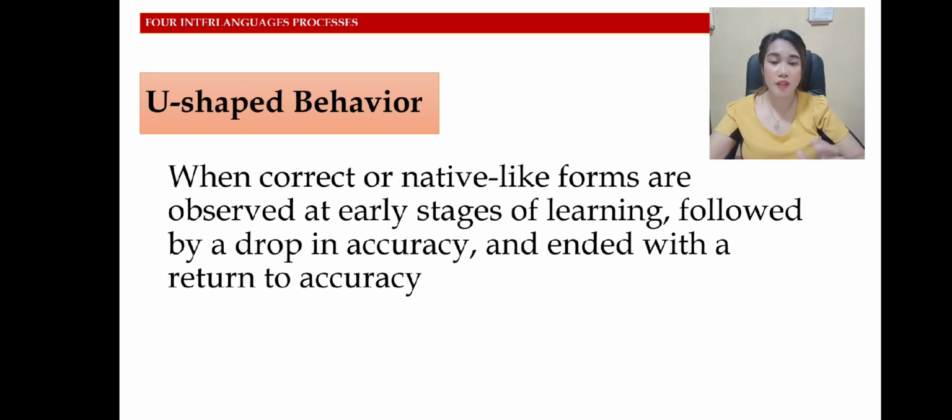The fourth interlanguage process is the U-shaped behavior. It refers to the situation in second language acquisition when the learner's proficiency suddenly but temporarily drops off, only to return once again to their usual level. This actually occurs because learners reorganize their existing knowledge to accommodate new knowledge.